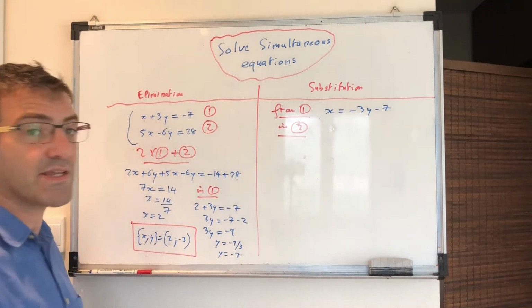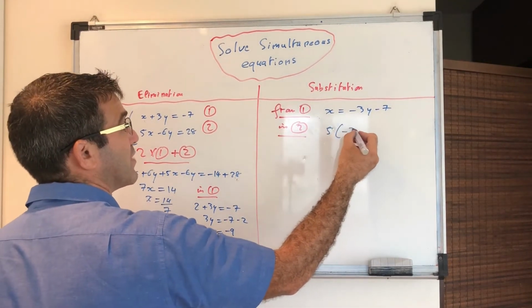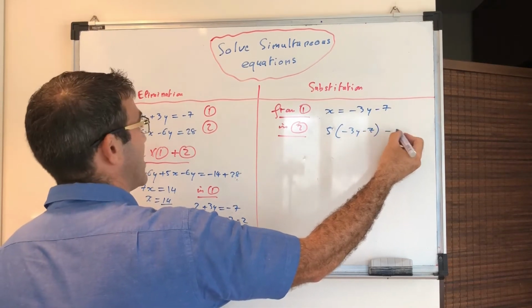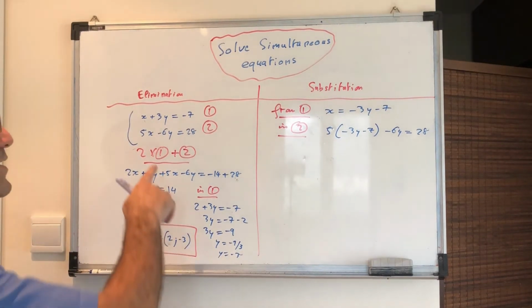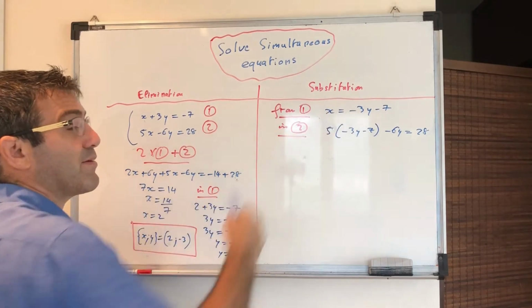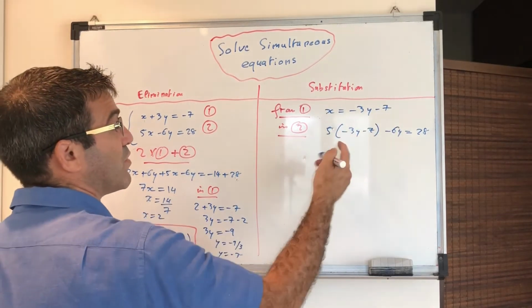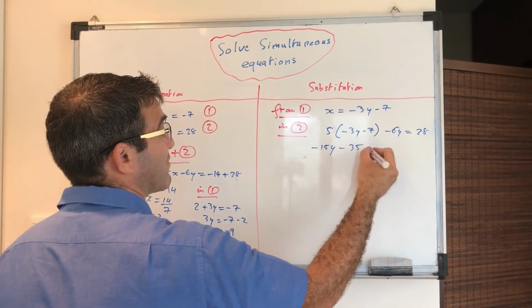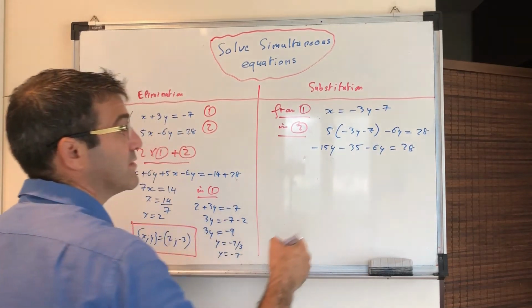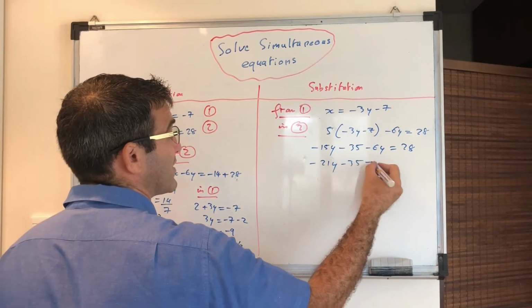Again, I like to use colors and make sure that I explain what I'm doing so that my examiner knows that I'm on track. So 5 times minus 3y minus 7 minus 6y equals 28. So what just happened? I plugged in the x value as minus 3y minus 7. I substituted it in equation number 2. So now I'm going to be able to solve because everything is in terms of y. So 5 times minus 3y is minus 15y. 5 times negative 7 is minus 35. Minus 6y equals 28. So what's minus 15y minus 6y? That's minus 21y's. Minus 35 equals 28.